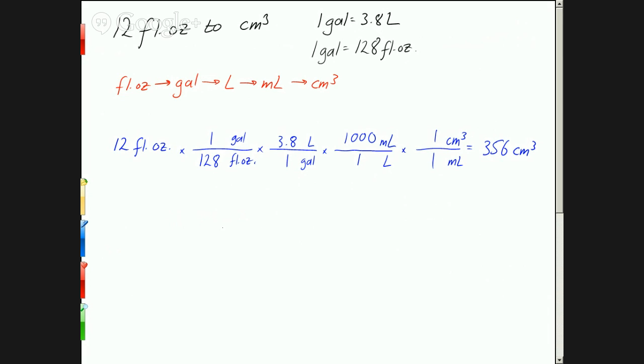Anybody get something else very different? You did? Let's see. I think you divided by 12.8, so it's off by a factor of 10. Right, off by 10. Yeah. 356.25, would that be correct also? Yeah, if you actually punch that all out, it comes to 356.25.